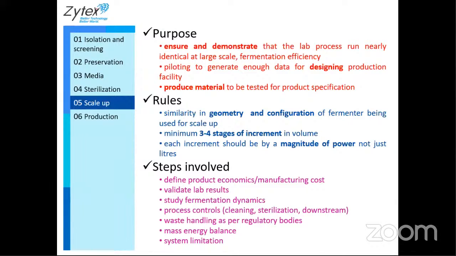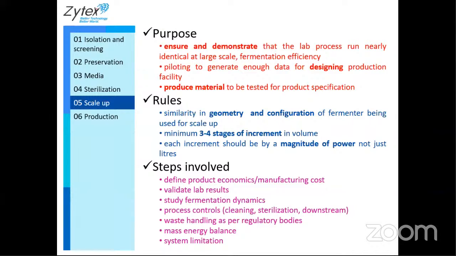So the quality, the physical appearance, the purity of the final product is actually of more importance to the customer. So during this upscale, we also produce the powder which can be assessed or studied for its properties. What are the rules while doing the scale up?